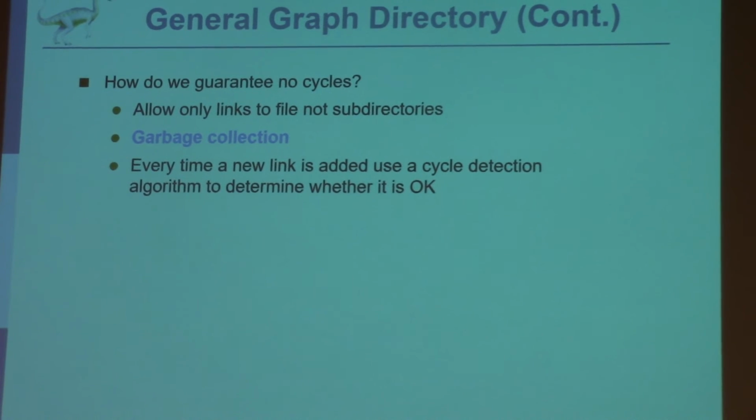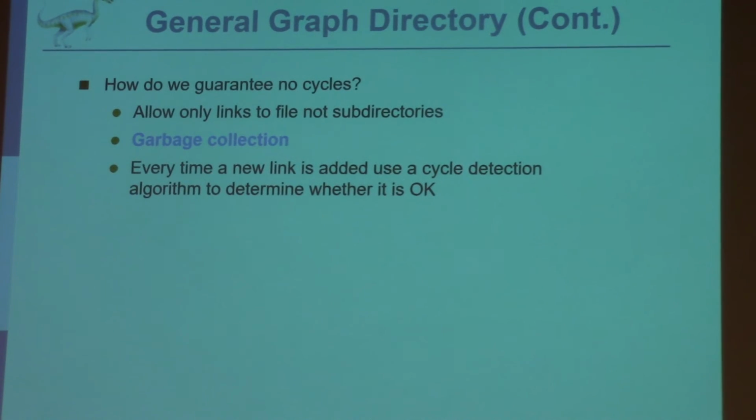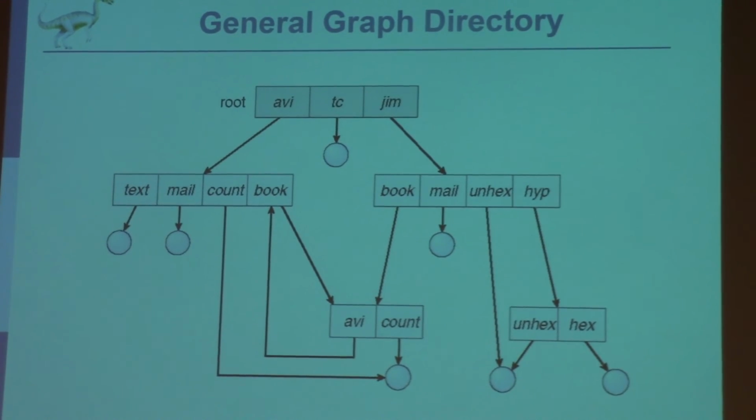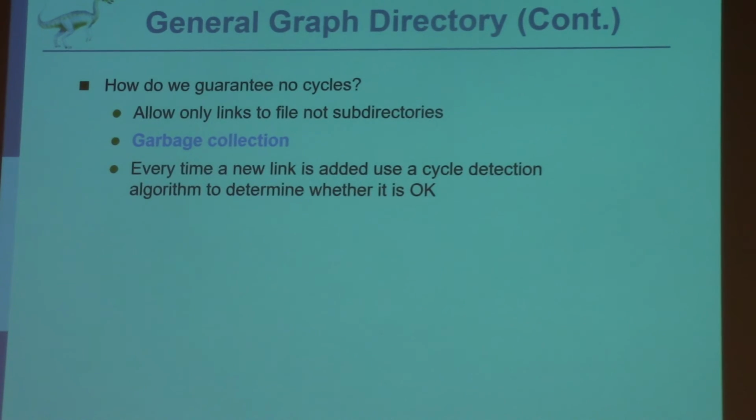Or we can have the garbage collection. We search all the directory FCBs and check whether the file exists or not. If you cannot find it, then remove such information. That is the garbage collection.